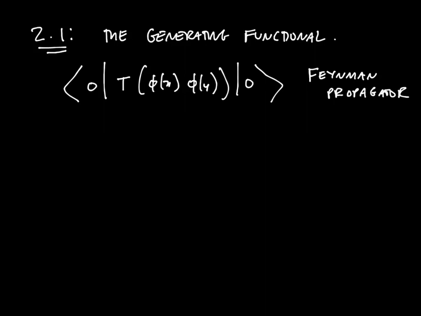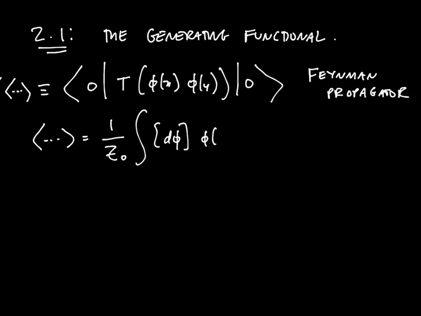So by arguments which are pretty much the same, let me just define this as G(x,y) for simplicity. By arguments which are pretty much the same as those in quantum mechanics, you can calculate this in the following way. It's equal to 1 over Z0 times the integral of D phi, phi(x) phi(y), times the exponential of iS of phi. And this is just like in quantum mechanics. Okay, the arguments leading to this are precisely those that appeared in quantum mechanics.